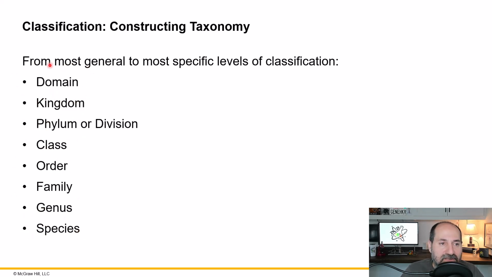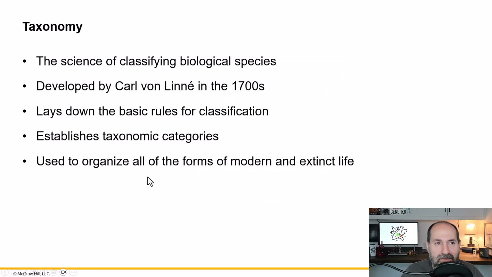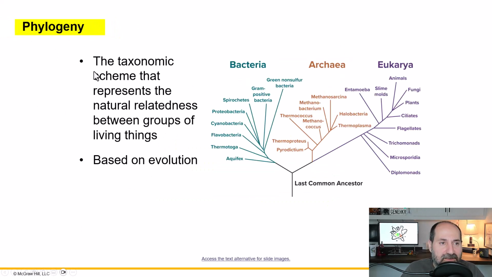And remember, there's only 3 domains of life, but then underneath domains, you have kingdoms, and underneath that, you have phylum. Don't worry about division. Then class, order, family, genus, species. Remember the principles of taxonomy.